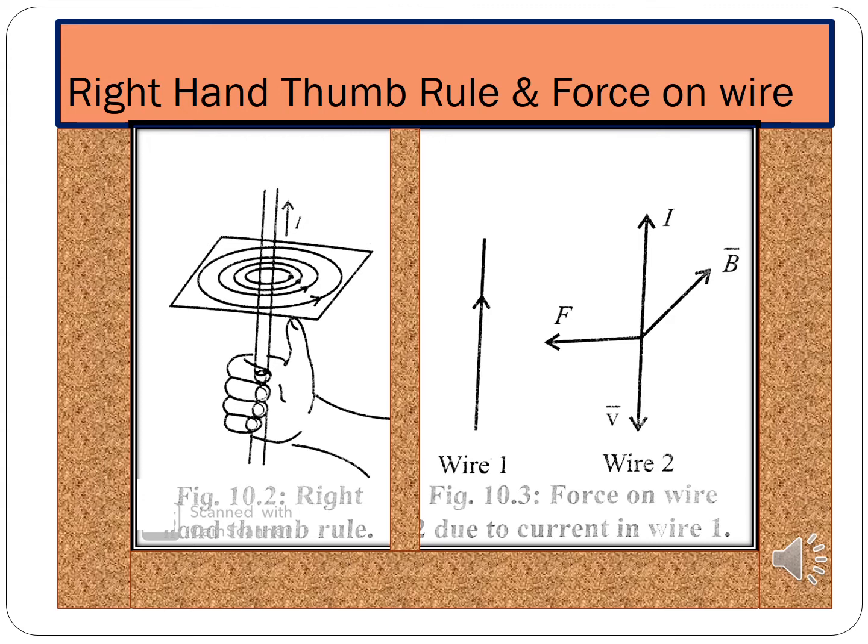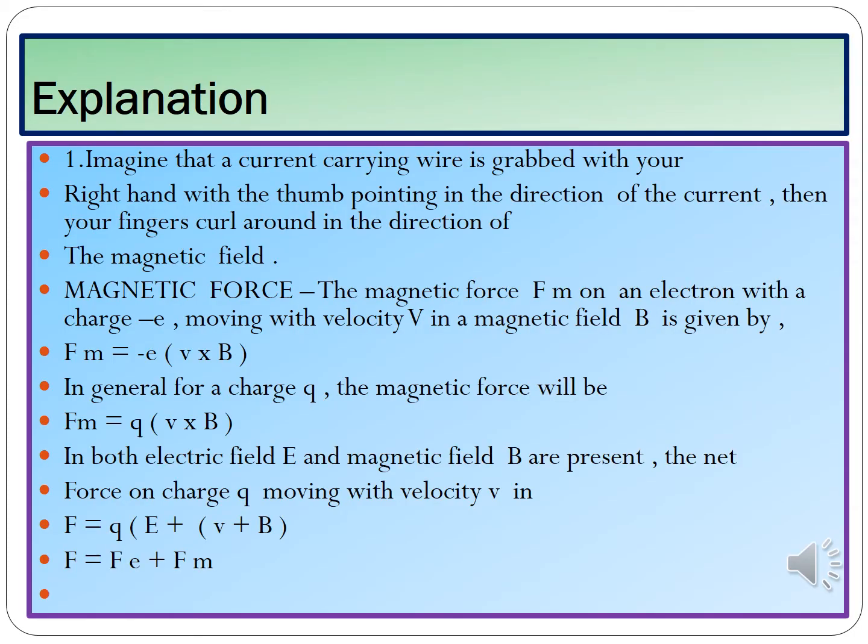Let us talk about figure 10.3, which shows two wires, wire 1 and wire 2. How can one account for the force on the neighboring current carrying wire? The magnetic field due to the current in wire 1 at any point on wire 2 is directed into the plane of the paper, which you can see here in figure 10.3. Therefore, we can conclude that the electrons flow in a direction opposite to the conventional current. Then wire 2 experiences a force F towards wire 1. Now let us go through the explanation of the above diagrams.